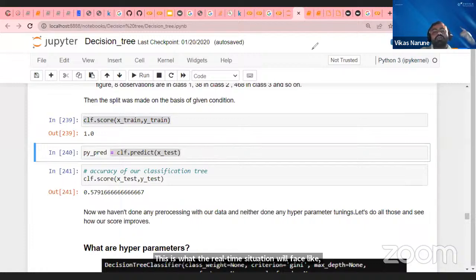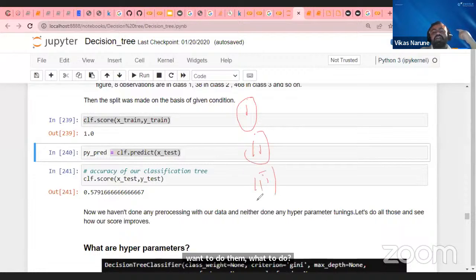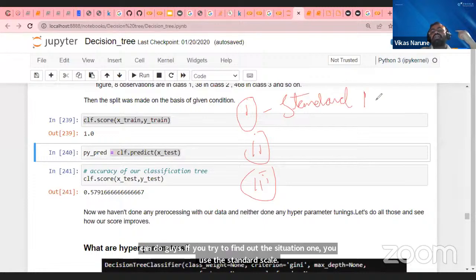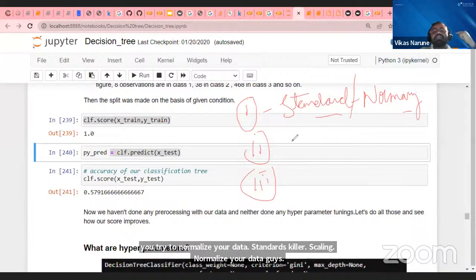What to do? There are two methods, two to three methods you can do, guys, if you find this situation. One, you use a standard scaler. You try to normalize your data. Standard scaler, scaling, normalize your data, guys. Do standardization, normalization. Then bring in the pruning.